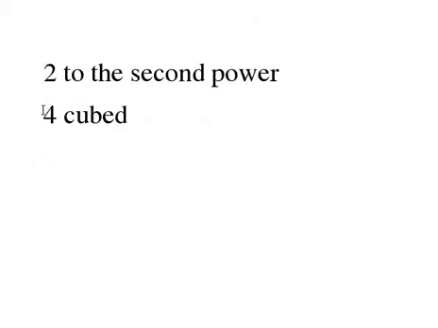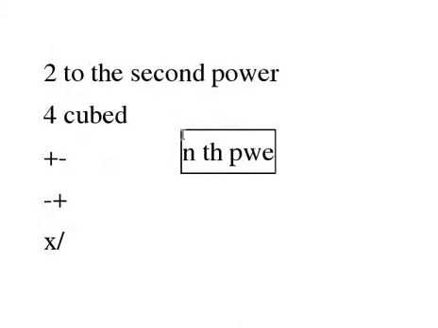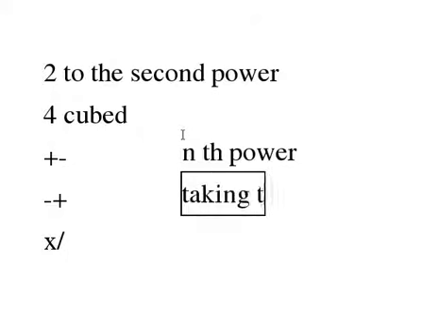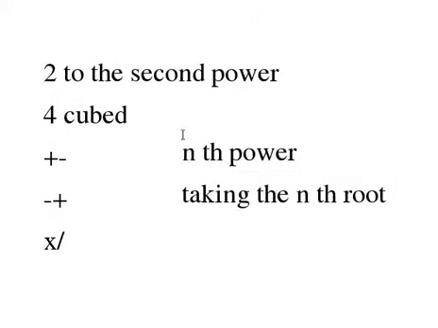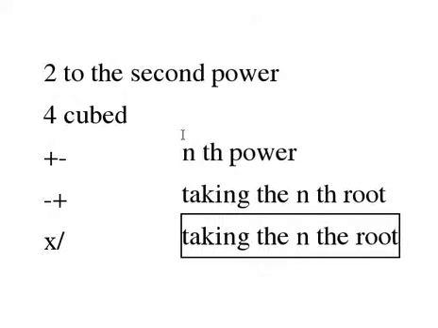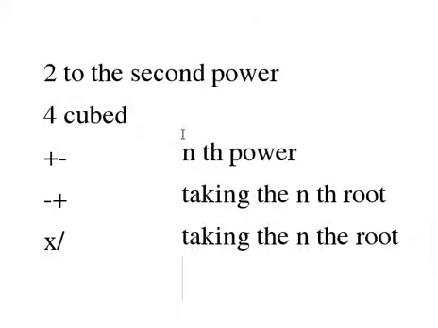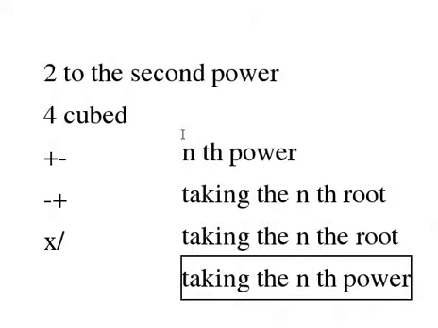So there are 6 basic kinds: adding and subtraction, multiplying and dividing, taking the nth power to taking the nth root, and taking the nth root to taking the nth power. Now it all comes apart. Goodbye.